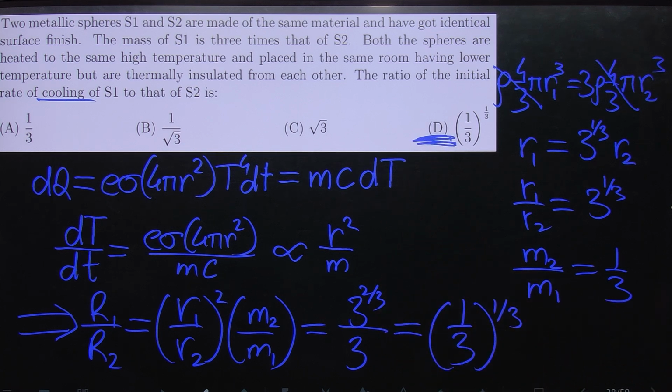Again, as long as you can apply logically what it means for two objects of same material to have different masses, different radii, and the fact that rate of cooling is rate of change of temperature, not the rate of radiation of heat, this question should be very doable.